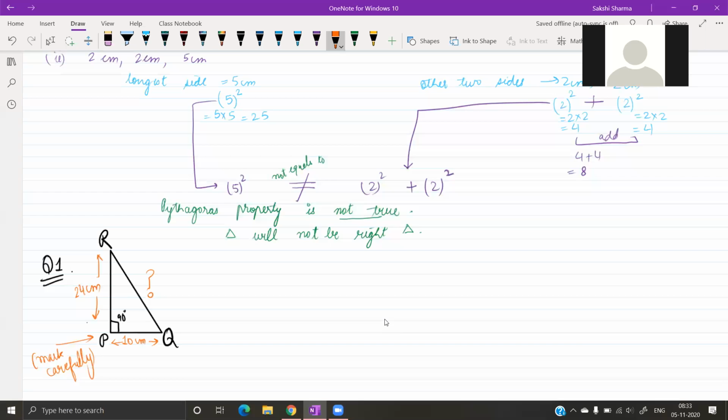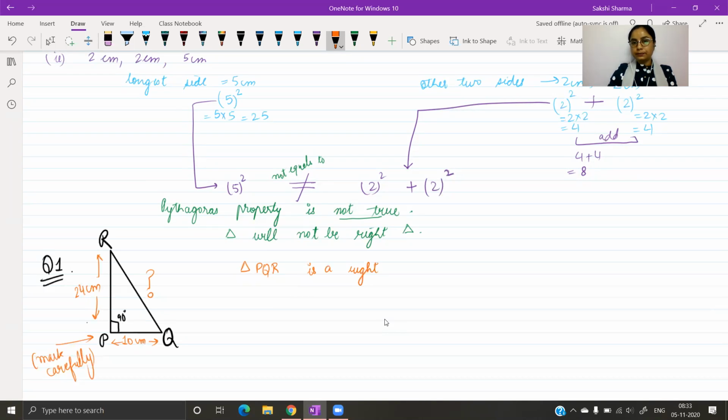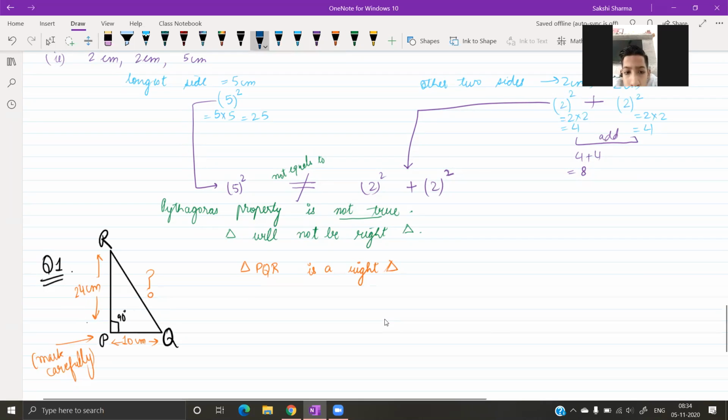Yes, you can write down that triangle PQR is a right triangle. Excuse me, ma'am. Yes. Ma'am, we will subtract the square of 24 centimeters and 10 centimeters. Yes. PQR is a right triangle.